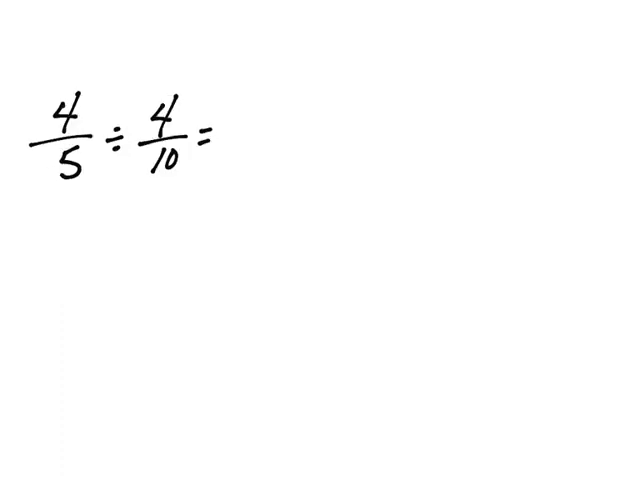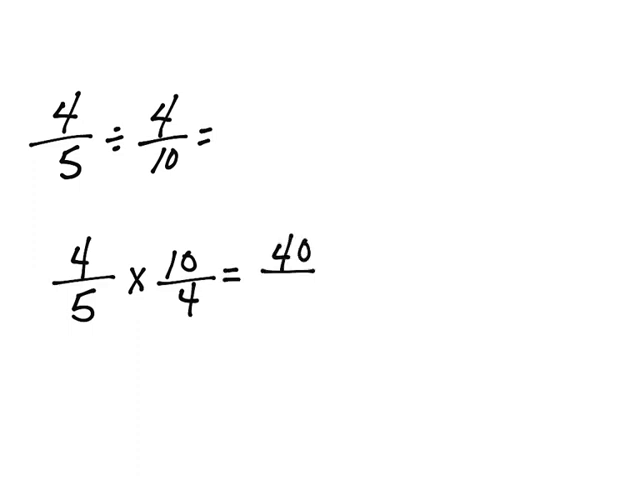Let's do one last one together. Keep, change, flip. 4 times 10 is 40. 5 times 4 is 20. I know that 40 can be divided by 20, and I would get 2. There are 2 groups of 20 out of 40 with nothing left over.